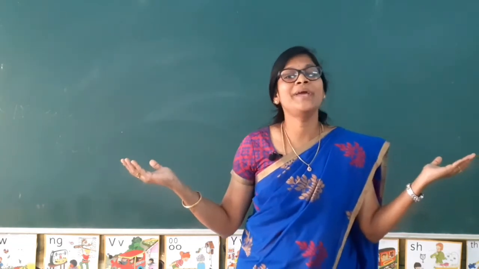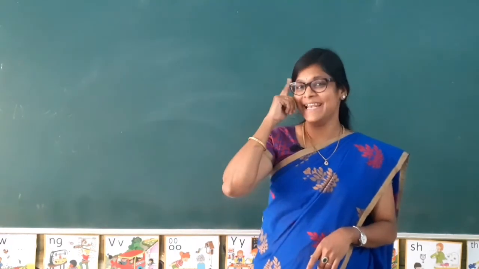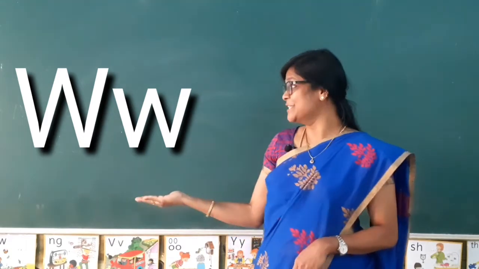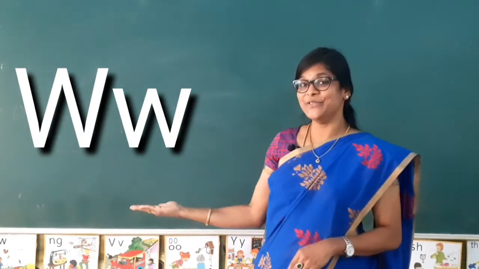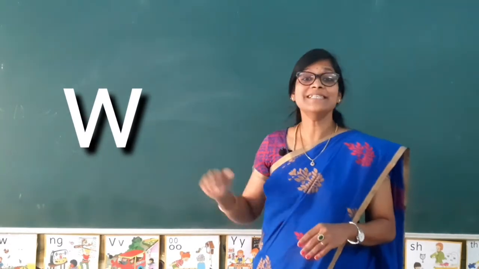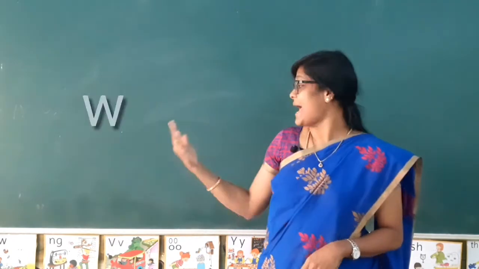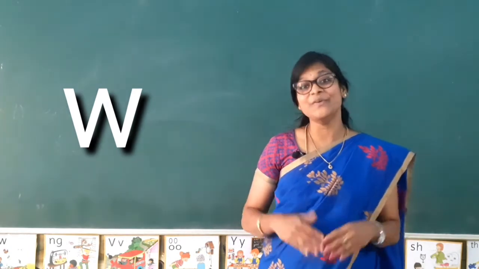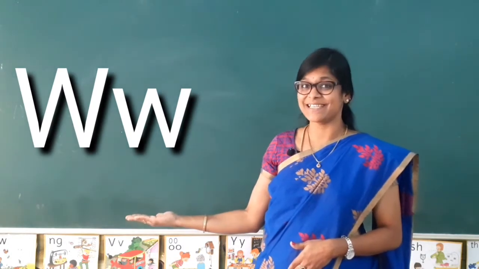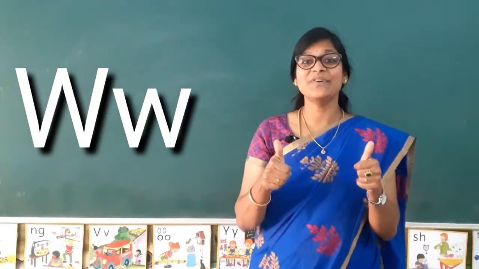What letter shall we learn? Let's find out now. Let's learn the letter W. All of you see? W. This is a capital W. This is a small W. Now we all know how W looks. What letter is this? W. Very good, kids.